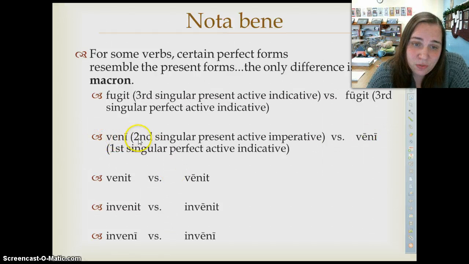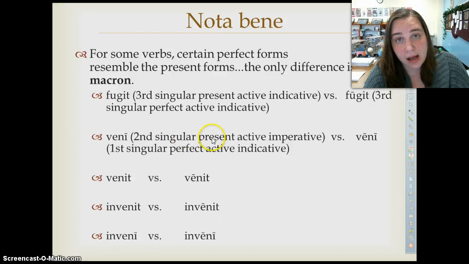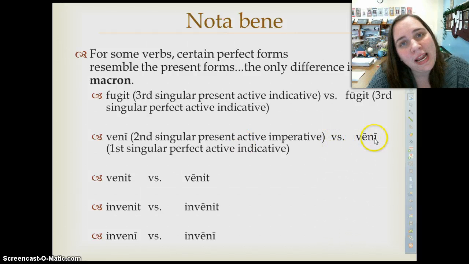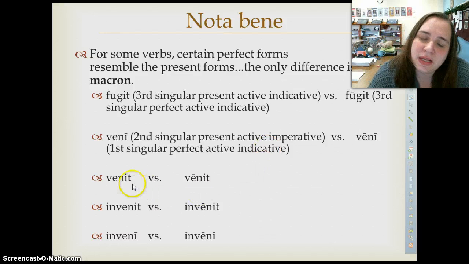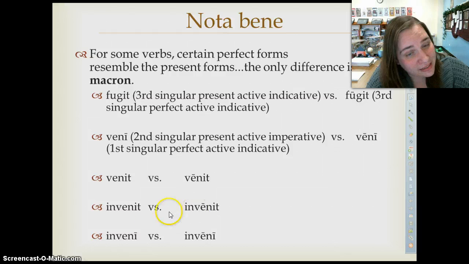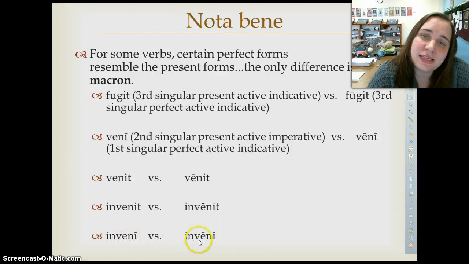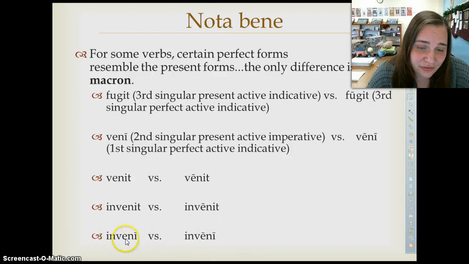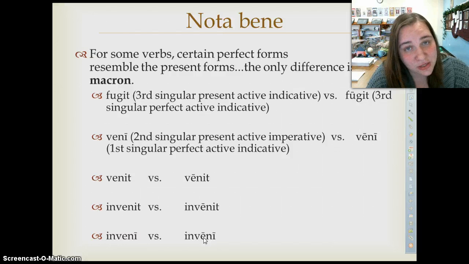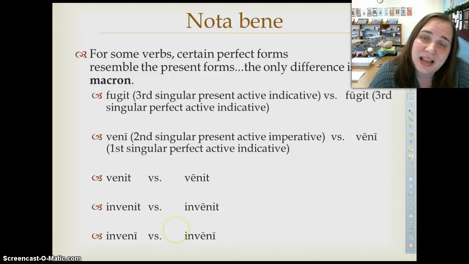So venī, which is the second person singular present active imperative, come, versus vēnī, which is the first person singular perfect active indicative, I came, right? You can see that's true of venit versus vēnit, right? She comes versus she came. Invenit versus invēnit, she finds as opposed to she found. And inveniō versus invēnī. So I find versus I found. Okay, so you need to be careful about these particular forms and note the macrons in the stems.